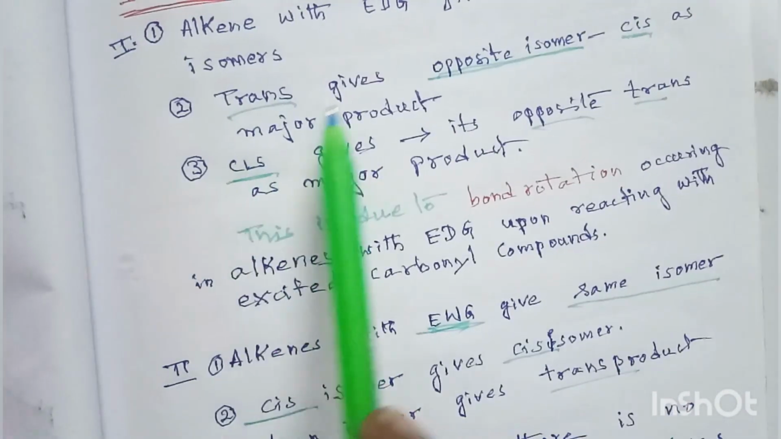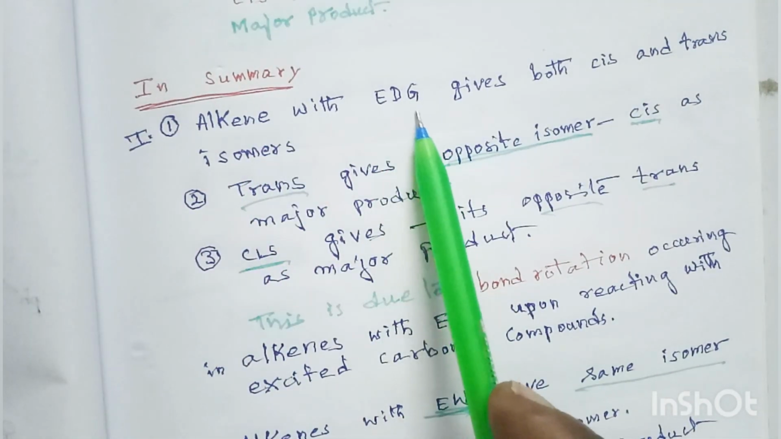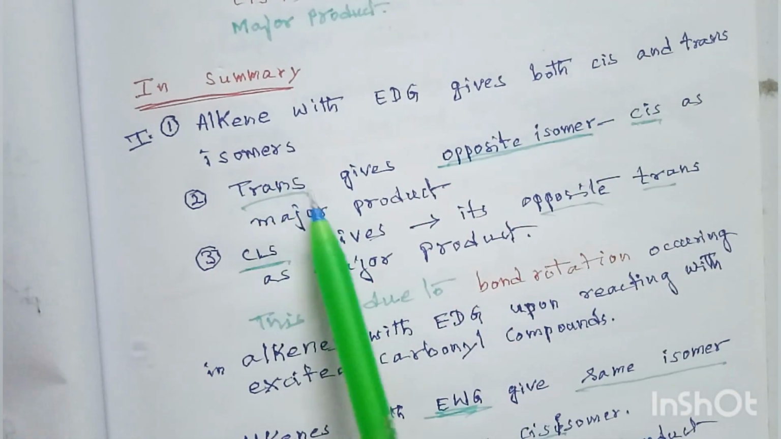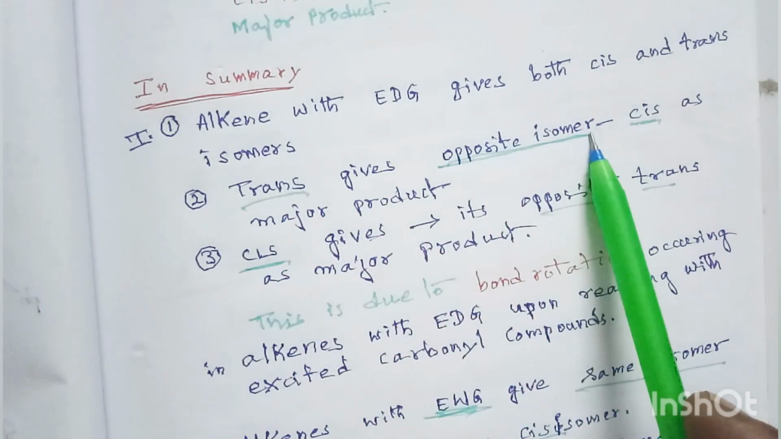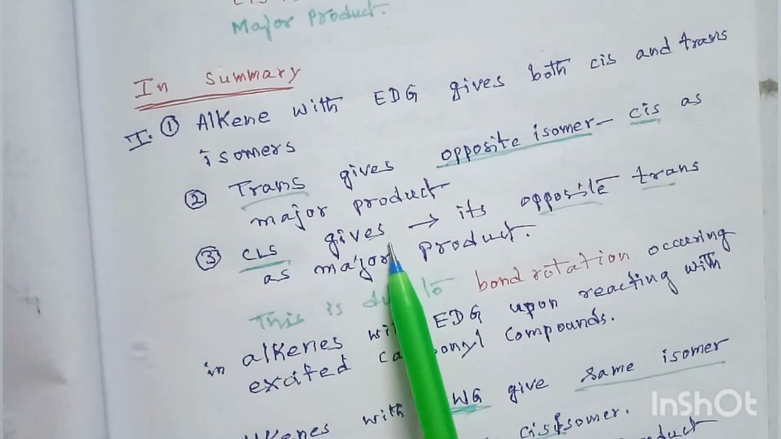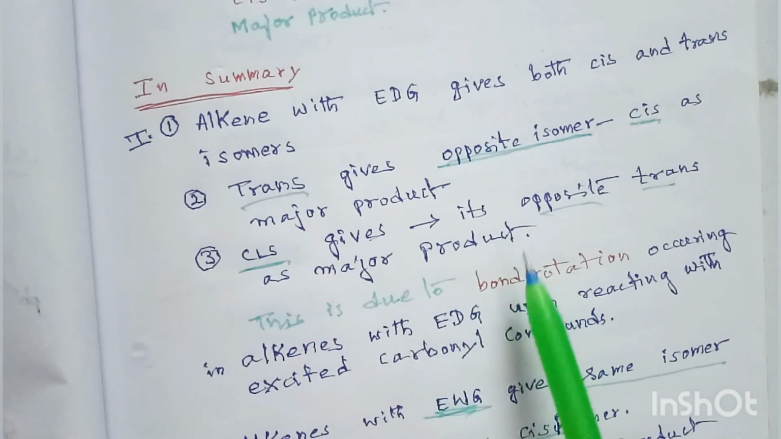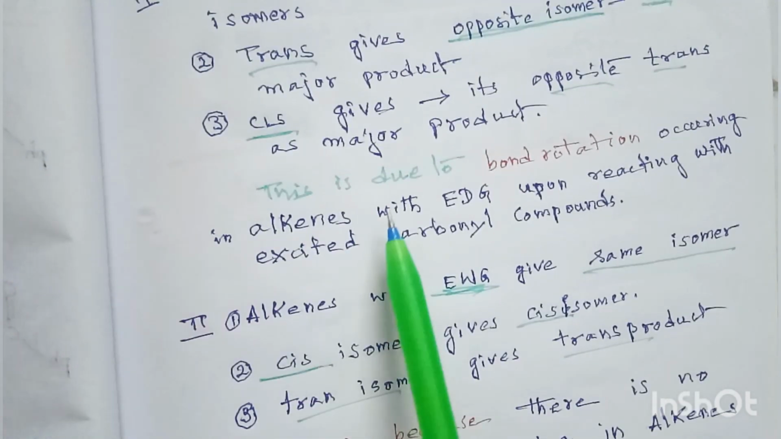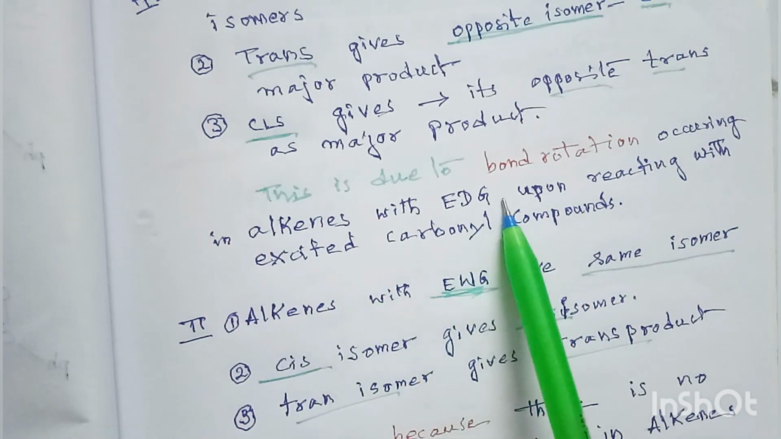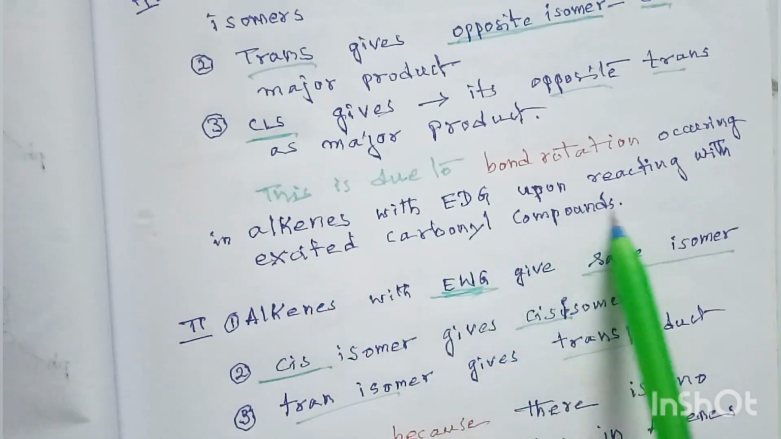In summary, let us see the same points. Alkene with electron donating group gives both cis and trans isomers. Trans gives the opposite isomer, that is the cis isomer, as major product. Cis gives its opposite, that is the trans isomer, as major product. This is due to bond rotation occurring in alkene with electron donating group upon reacting with excited carbonyl compounds.